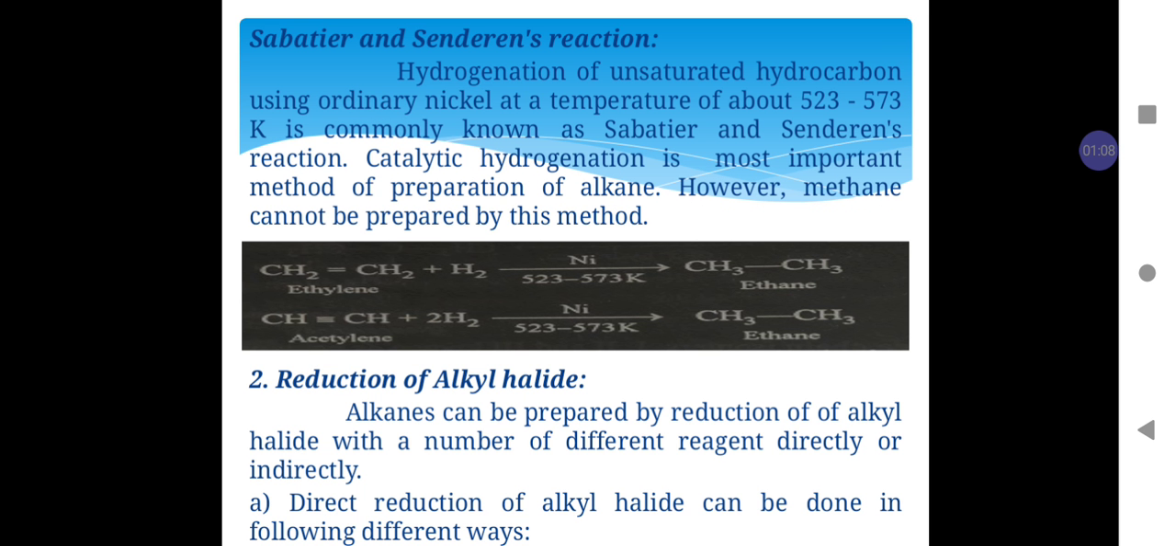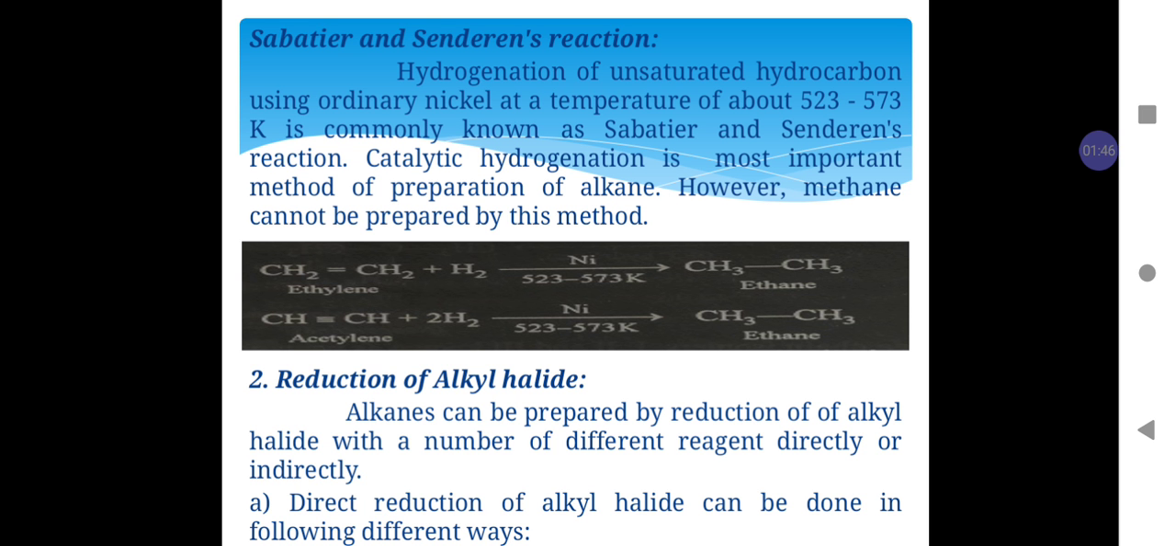The alkane can also be prepared from unsaturated hydrocarbon using ordinary nickel but at higher temperature of about 523 to 573 Kelvin. The reaction is known as Sabatier-Senderens reaction. Catalytic hydrogenation is most important method for preparation of alkane. However, we cannot prepare methane by this method.